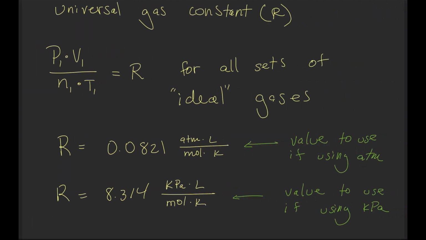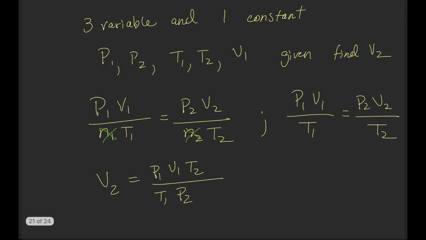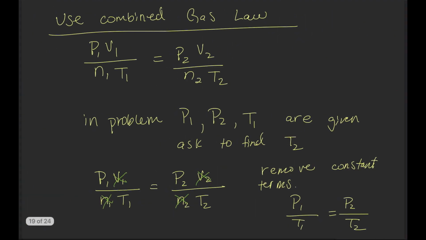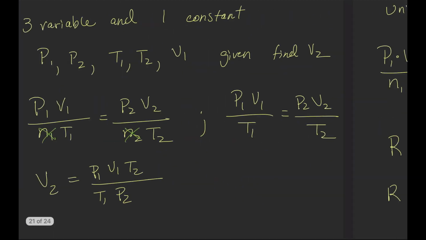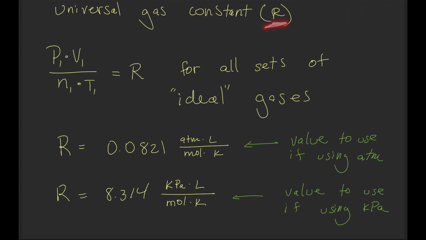There's also the universal gas constant, R. So the reason why we can do this with the combined gas law is that P1 V1 over N1 T1 is always equal to the same number. And that number is R, the universal gas constant. So for any set of pressure, volume, moles, and temperature, it always must equal R.